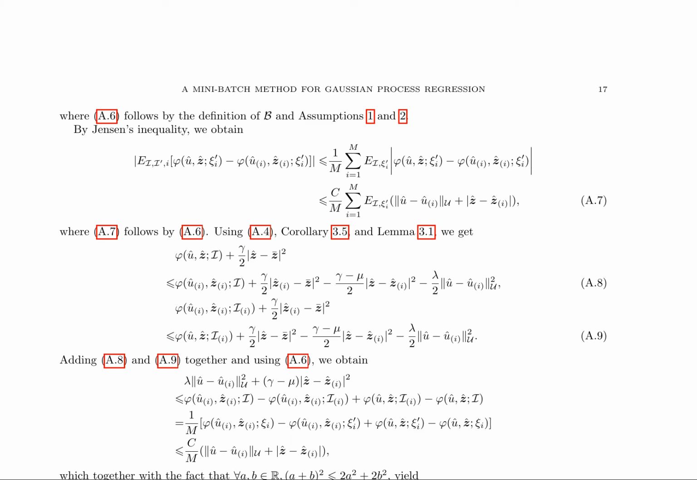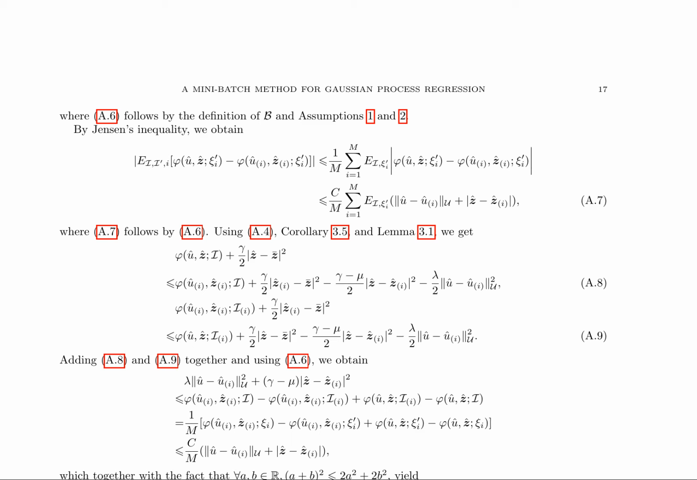The proof of proposition 3.7 continues with the derivation of an upper bound for the difference in the Gaussian process regression model's objective function values. Specifically, equations A.6 to A.10 establish a bound on the difference in the objective function values between the current and previous iterates, using Jensen's inequality, corollary 3.5, and lemma 3.1. This bound is crucial in demonstrating the E-stability of the proximal operator G prox, phi, gamma.